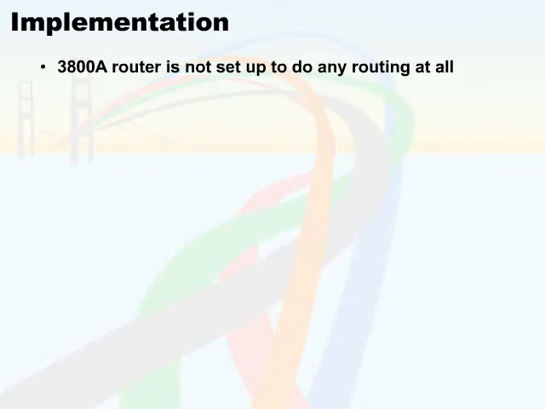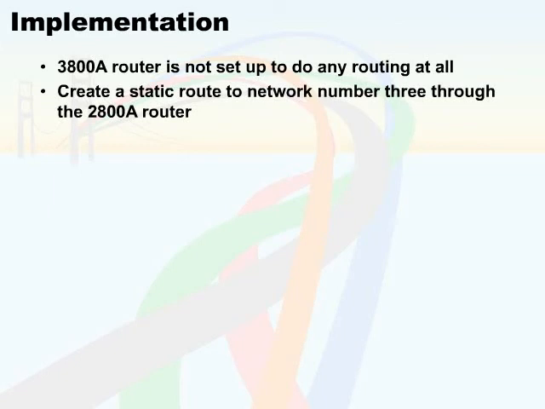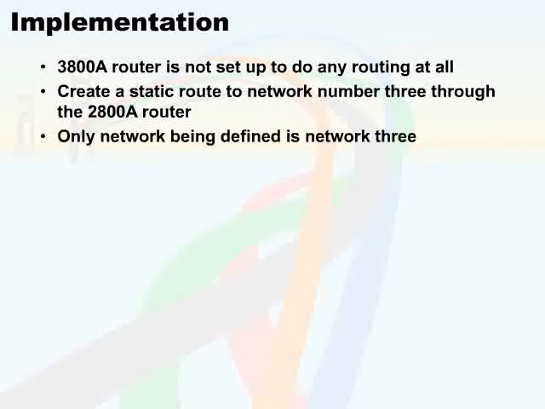So there are no routing protocols and no static routes at this point in time. It's simply an out-of-the-box basic configuration with no routing at all. So when we move to the lab, we'll first create a static route to network number 3 through the 2800A router. You'll find that once the 3800 router knows where network 3 is, when I ping from the 3800 router, I should get success. Although, because it's static, the only network I'm going to define is network 3.